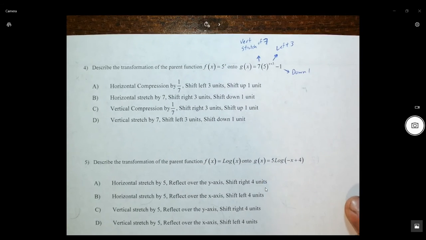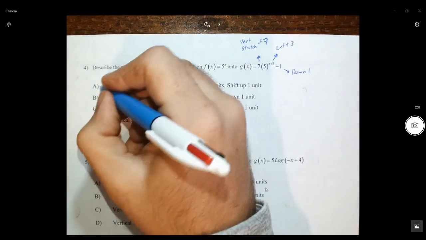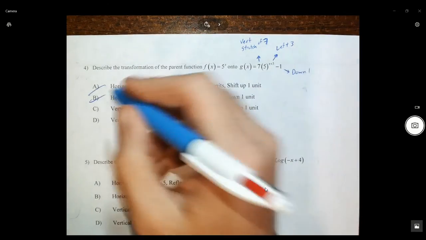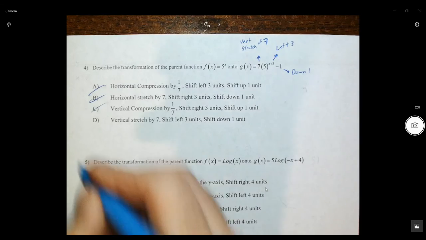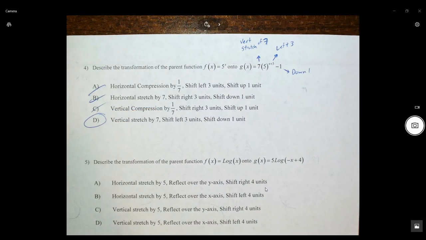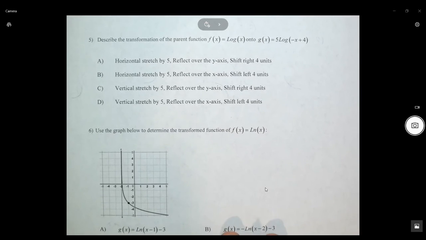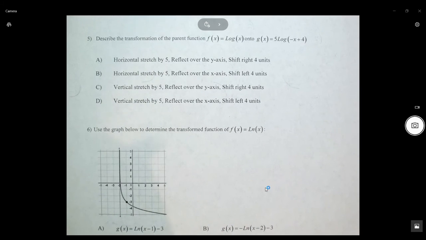All right, so the only answer that has that, A and B have horizontal. That's not right. C has a horizontal compression or vertical compression, which is not right. So D is my only logical answer there. All right, number 5, describe the transformation of the parent function. So doing the same thing again here.